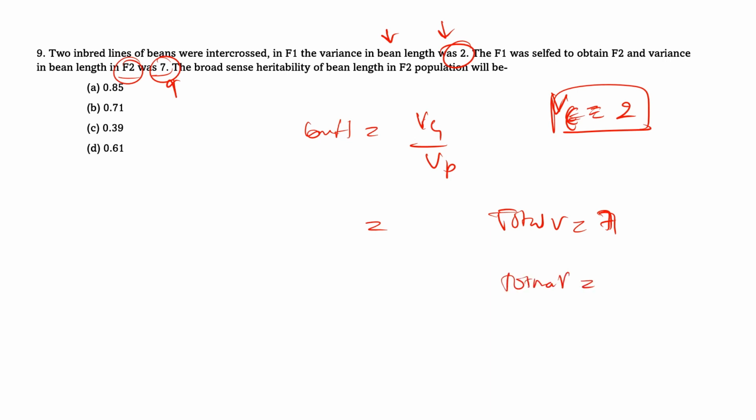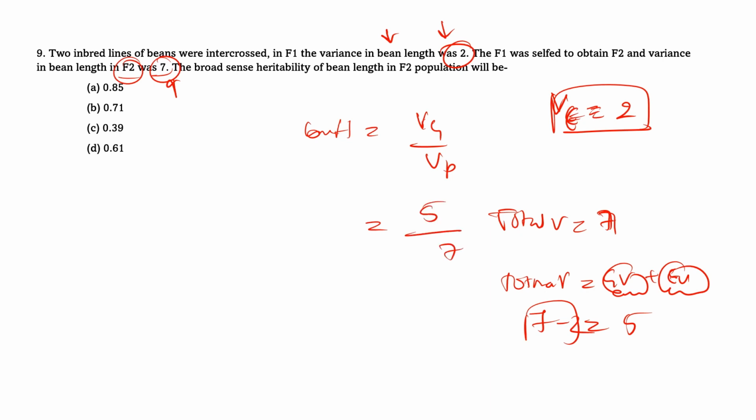So phenotypic variance is genotypic variance plus variance due to environment. So now we have to find the genotypic variance, right? We know the environment variance and total variance. It will be 7 minus 2, which will be 5. So 5 divided by 7 will give you the broad sense heritability.